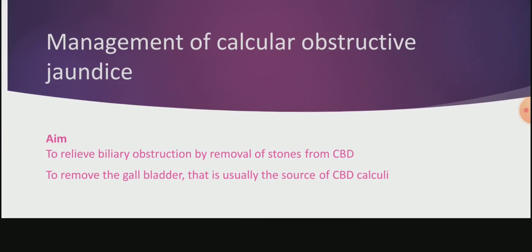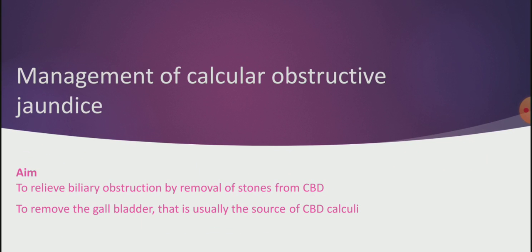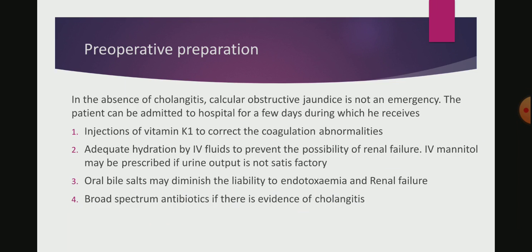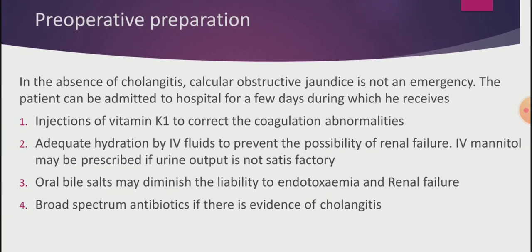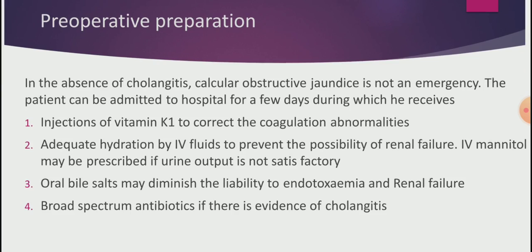Management of calcular obstructive jaundice aims to relieve the biliary obstruction by removing the stone from the CBD and to remove the gallbladder, which is usually the source of the common bile duct stone. Perioperative preparation: a patient with obstructive jaundice should go through preoperative preparation before the operation. In the absence of cholangitis, calcular obstructive jaundice is not an emergency.